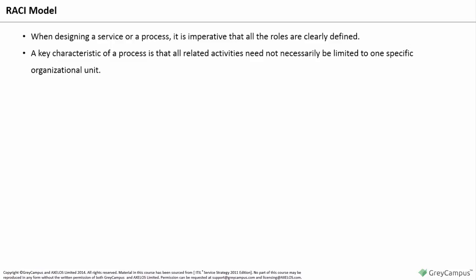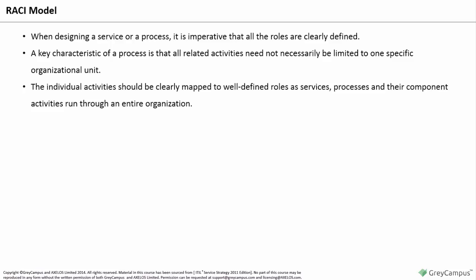A key characteristic of a process is that all related activities need not necessarily be limited to one specific organizational unit. Service asset and configuration management process activities, for example, can be conducted in departments such as computer operations, system programming, application management, network management, systems development, and even non-IT departments such as procurement, warehouse, or accounting. Since services, processes, and their component activities run through an entire organization, the individual activities should be clearly mapped to well-defined roles. The roles and activities are coordinated by process managers.